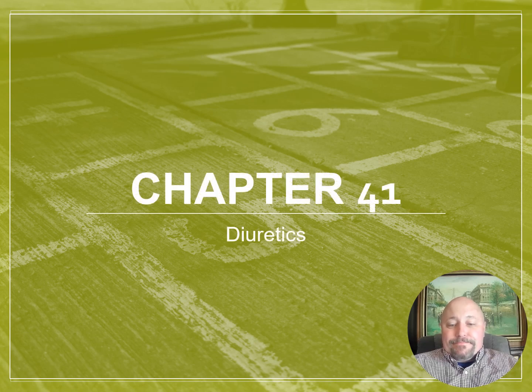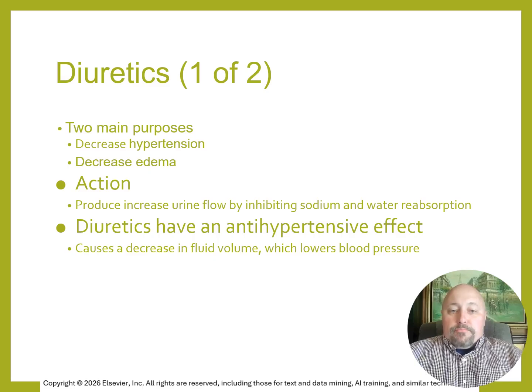Chapter 41. Diuretics. Diuretics are intended to help the body to excrete excess fluid, and this would have two main purposes. One, to decrease hypertension, and also to decrease edema. The action is produced by increased urine flow by inhibiting sodium and water reabsorption. Diuretics also have that antihypertensive effect in that they're decreasing the volume within the vascular system.